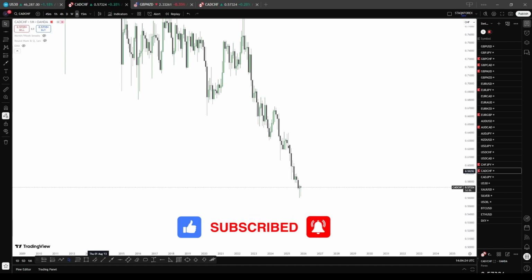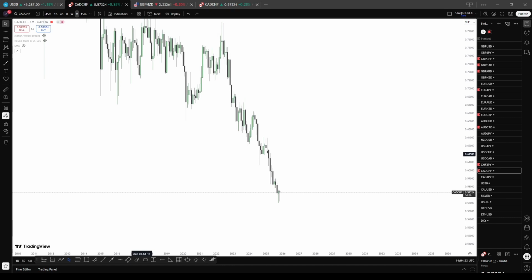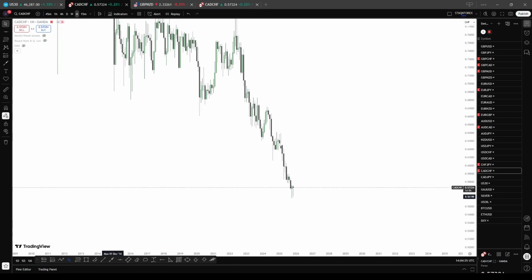All right, so let's dive into the chart. As you can see, I have my CAD CHF at this moment. I am on the monthly time frame. So what I'm seeing on the monthly time frame is what? Bearish, right? So everything is bearish. So the only thing I'm going to be looking out for in this particular pair is selling opportunity. As long as I'm looking for selling opportunity, I am not going to be looking for a buy opportunity because I am not going to be trading against the trend.